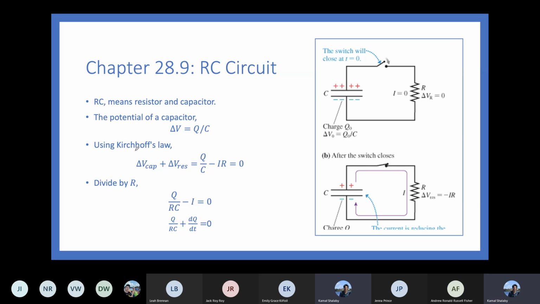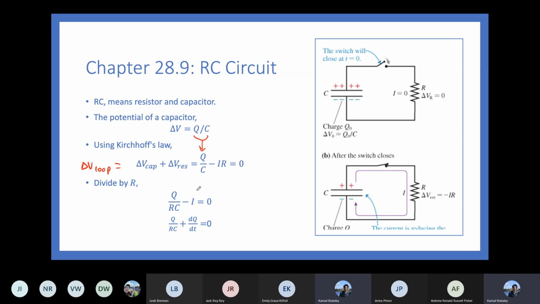And using Kirchhoff's law, we have delta V around the loop equal to 0. So it's the voltage change of the capacitor plus the voltage around the resistor, and all that should equal 0. Put everything in: the voltage of the capacitor is Q over C, as from here, and over the resistor, just IR, all equal to 0. If you divide by R, you now have Q over RC minus I equals 0.